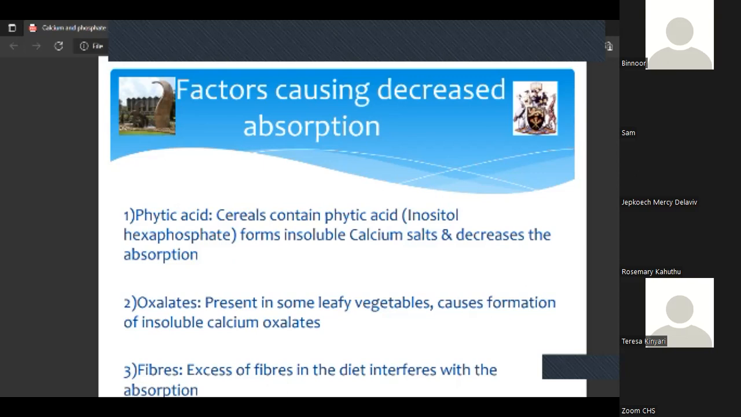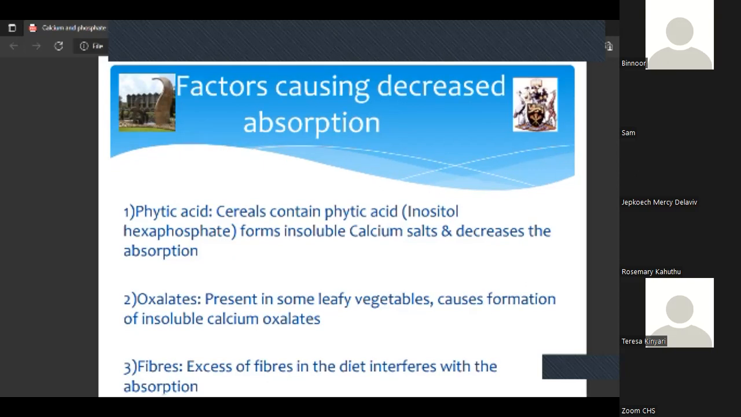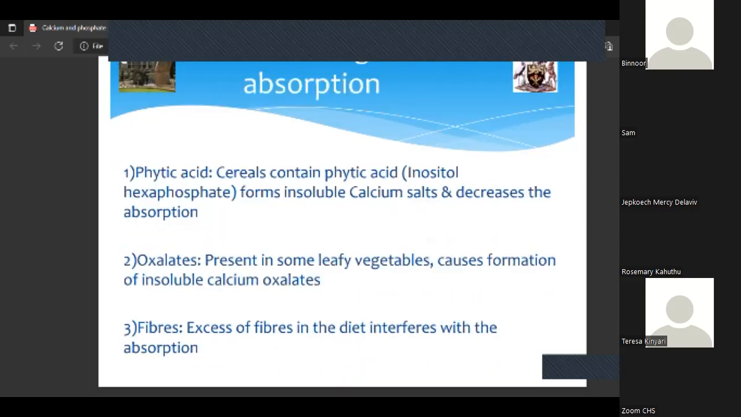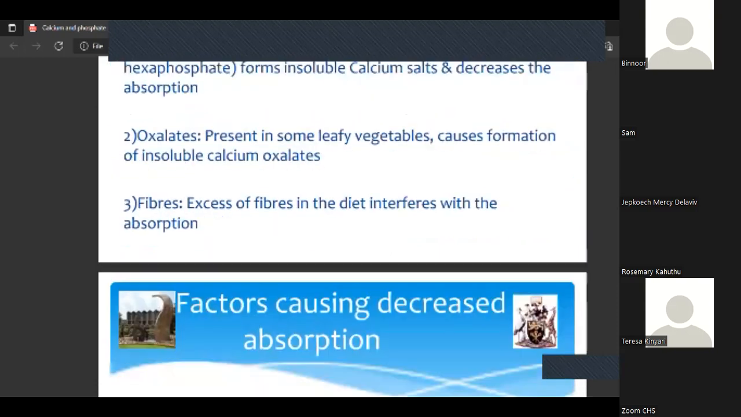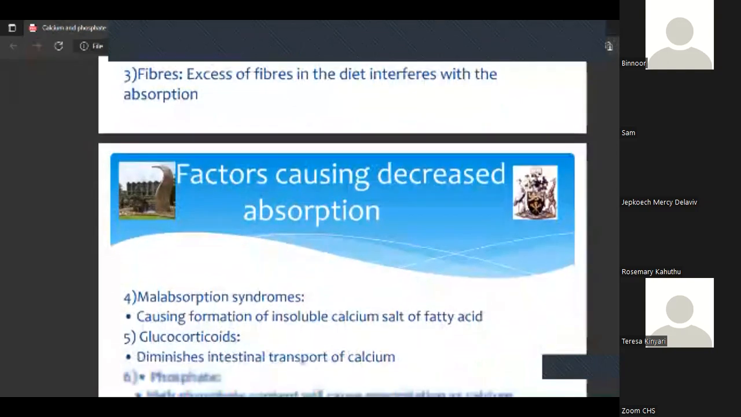We also have oxalates, which are from the green leafy vegetables, and they're important because they form insoluble calcium oxalates. Fibers also will interfere with absorption when they're in excess, and therefore, when you're thinking about a high fiber diet, always think about the possibility of calcium malabsorption.